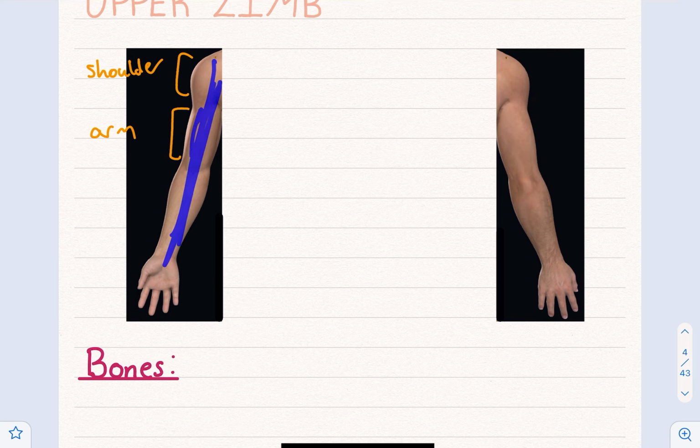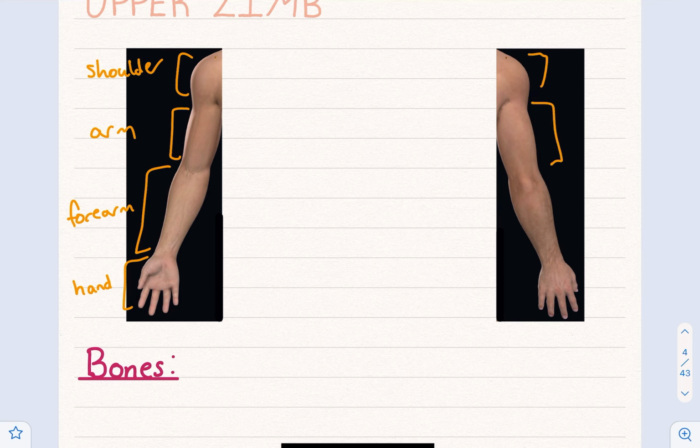Only this bit is called the arm. This bit has a different name. This bit is called the forearm. This bit is called the hand. Okay, so that's your brief understanding of what's going on, and it's the exact same on the back of the hand. So there, and there. I'm not going to label it.